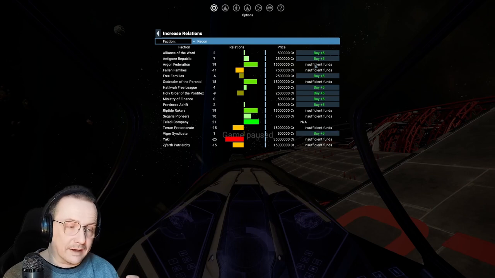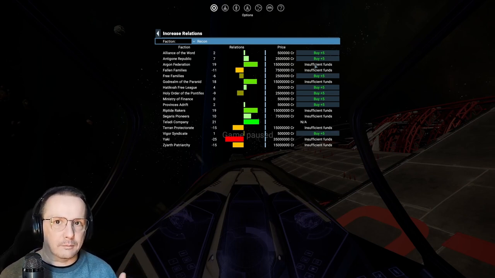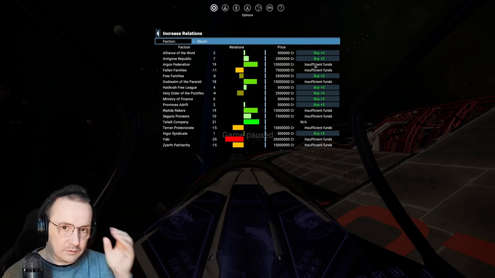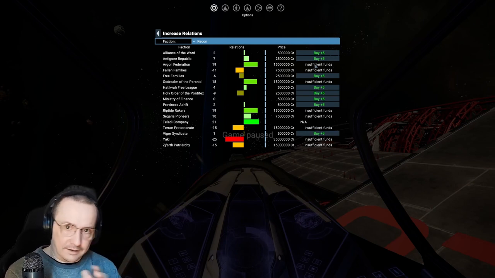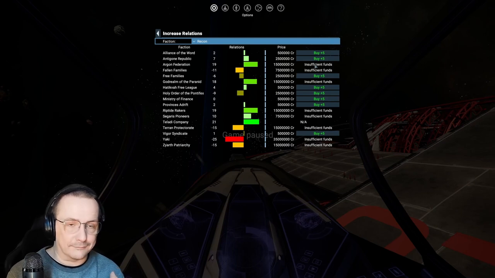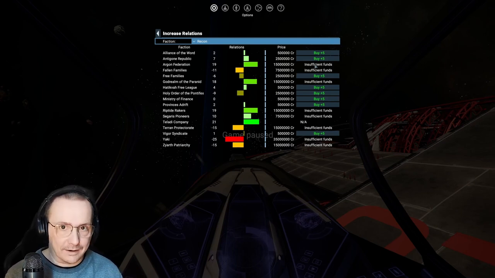And the reason for that is because in X4, the relation number is logarithmic. It's not linear. So the difference between 19 and 20 is a lot more points, behind the scenes points, than the difference between 9 and 10, or especially the difference between 1 and 2. So the closer you are to 0, in either direction, positive or negative, the easier it is to sway that number around. And that's why getting from 29 to 30 is a hell of a grind.